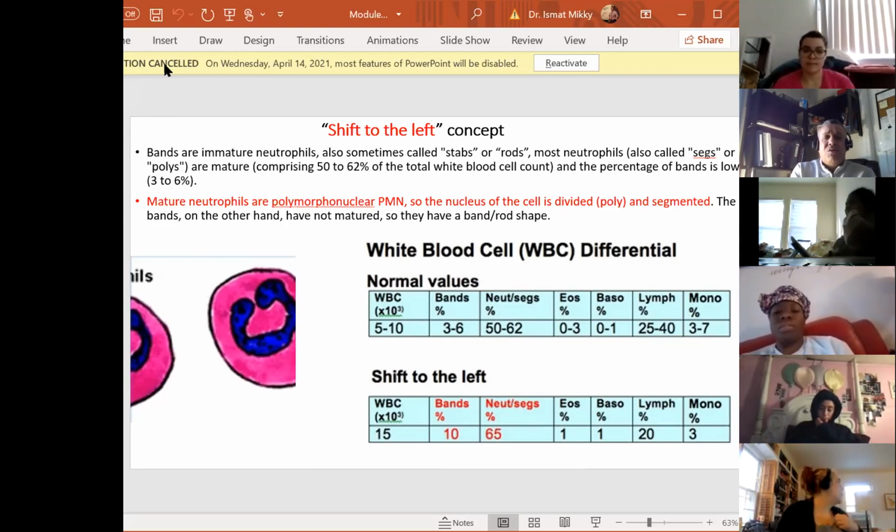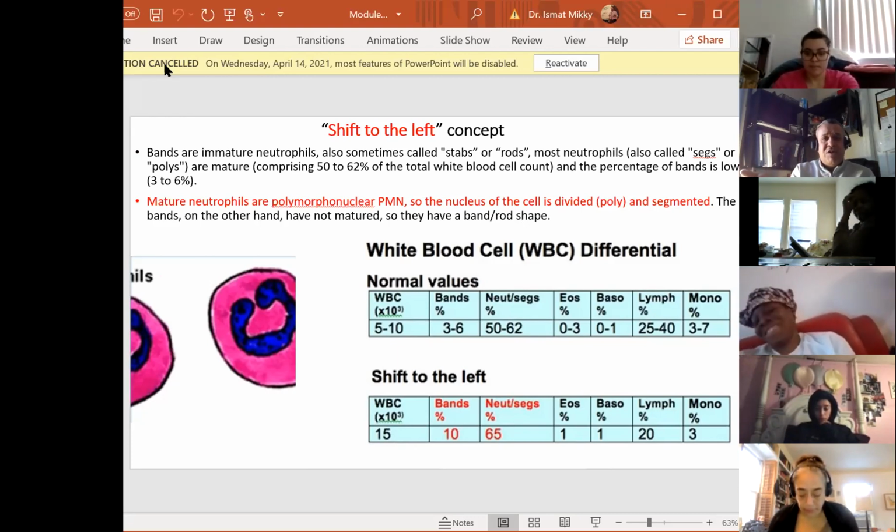The bands are the immature white blood cells. Just to highlight this concept: the bands are a type of white blood cell, a leukocyte, but immature. We don't need too many of these immature white blood cells in the blood because they are inactive. They don't have any activity. They are not mature enough to elicit the inflammation. So the bands should not exceed 3 to 6%.